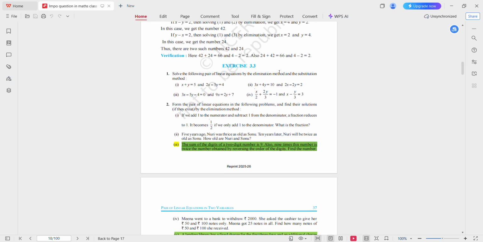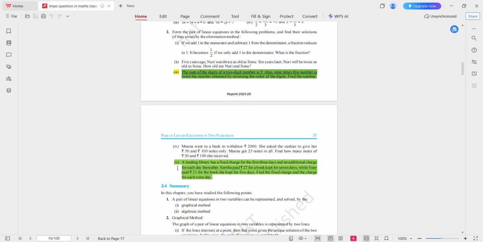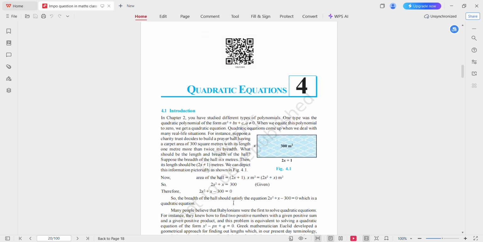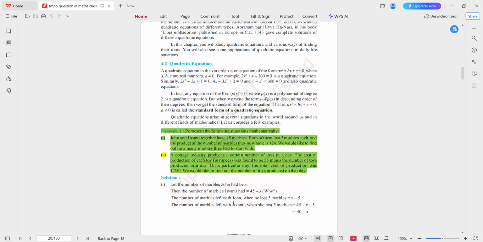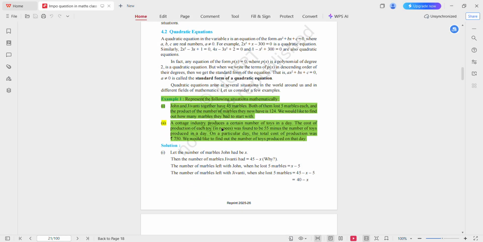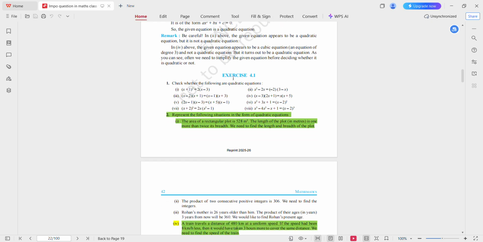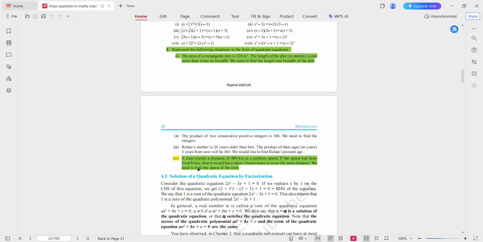In exercise 3.3, in the second question, the third subdivision is very much important. The fifth subdivision is important. And that's all in the third chapter. When it comes to the fourth chapter, example 1 is fully important. Compared to the first subdivision, the second subdivision is given higher importance. In exercise 4.1, in the second question, the first subdivision and fourth subdivision are important. Among these two, the fourth subdivision is very much important.